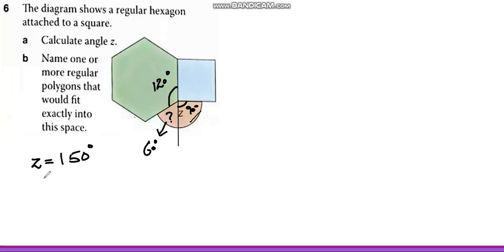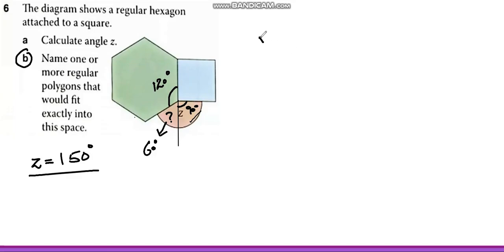Now we need to work out part B. Basically, we have to name one or more regular polygons that would fit exactly into this space. So we need to actually find how many sides there would be if the size of each interior angle is 150 degrees, and then we can fit the polygon over here. So let's work out the number of sides if each angle will be 150 degrees.